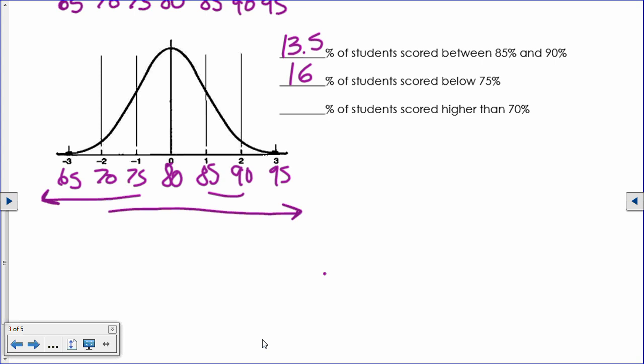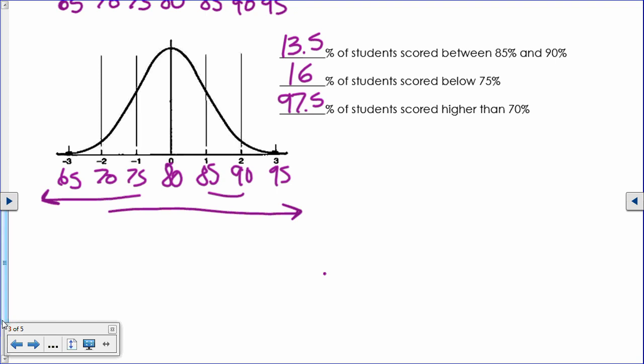Yeah, 97.5. So again, two ways to do this. You know that this is 50, so you can do 50 plus 34 plus 13.5, or you can do 100 minus those two added together. There's an addition or a subtraction method. Just do whichever one makes more sense to you.